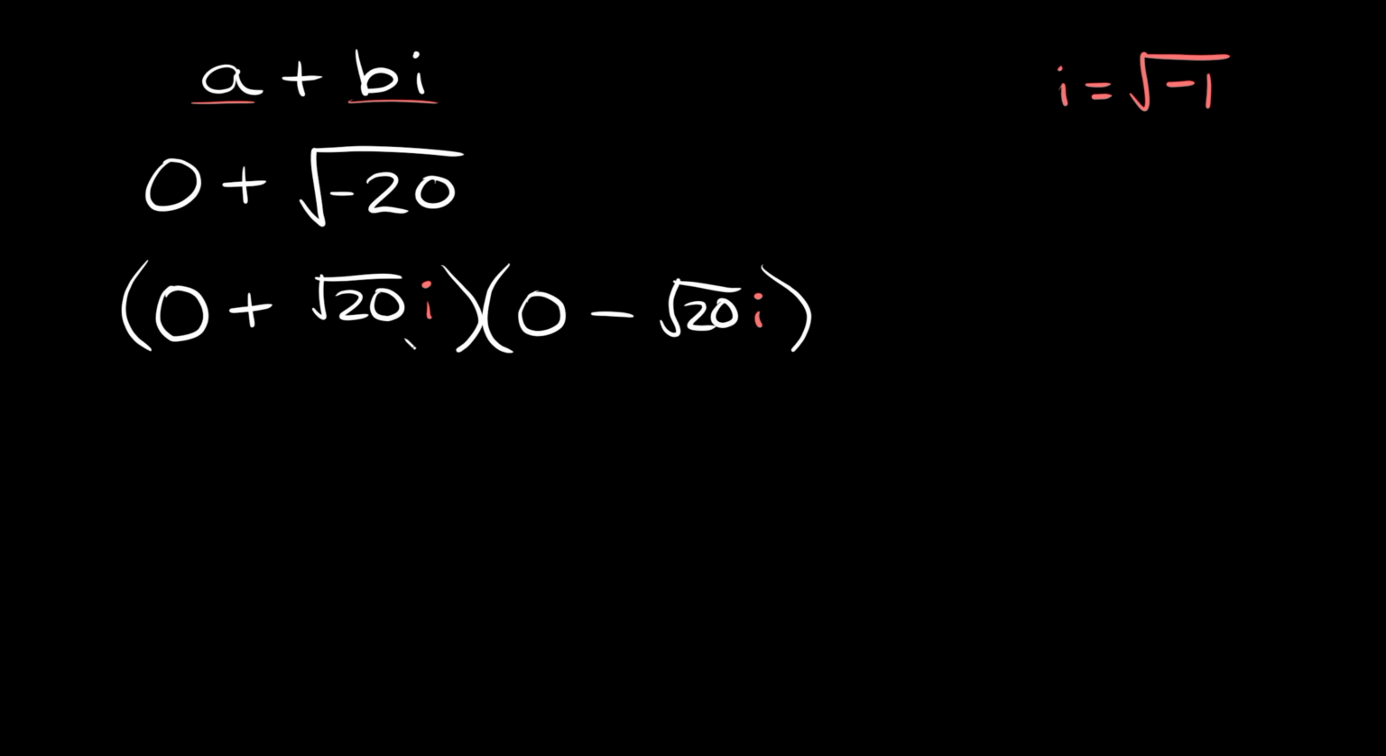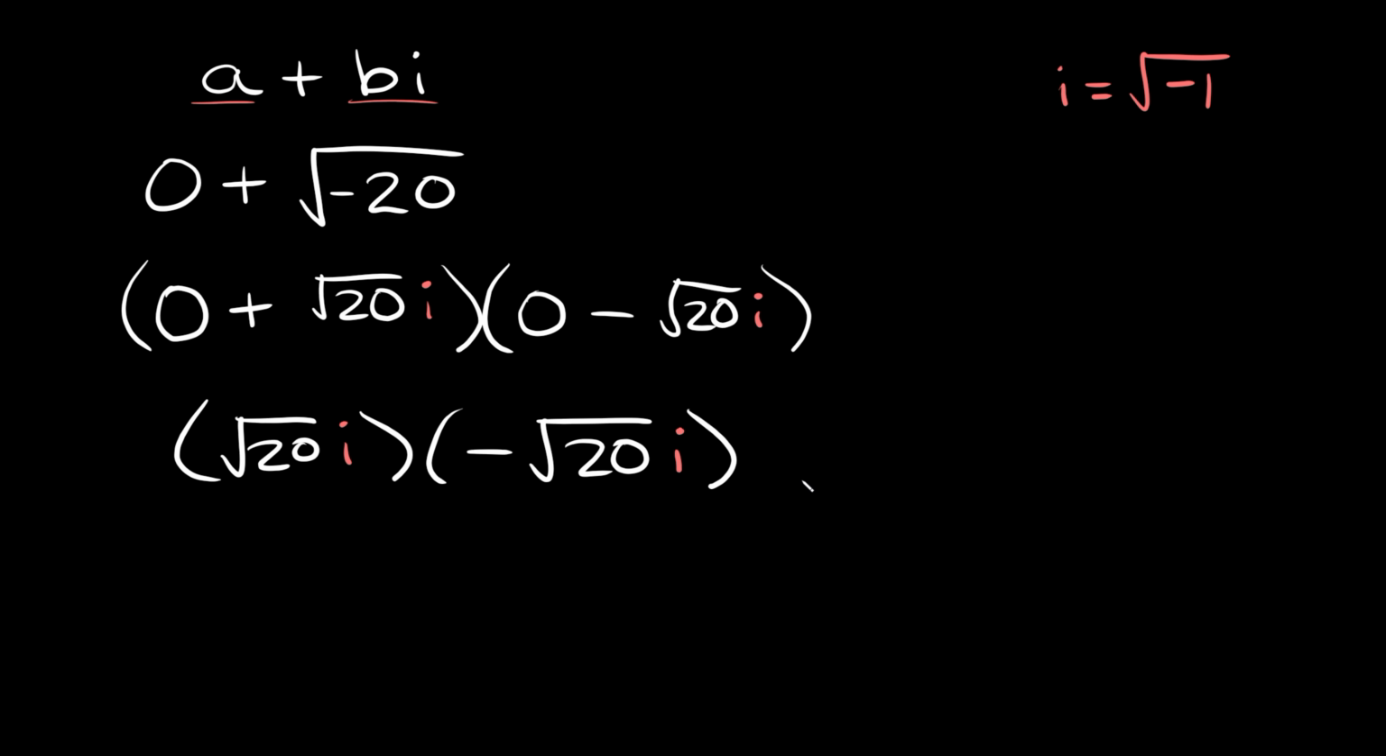Okay, now before multiplying these two together, let's simplify what we have in these parentheses. So 0 plus the square root of 20 i is equal to simply the square root of 20 i, right? And then it's going to be the same thing over here, right? 0 minus the square root of 20 i is equal to minus square root of 20 i, all right? Now we can multiply these together a little more easily. So the square root of 20 times the square root of 20 is equal to just 20, right?